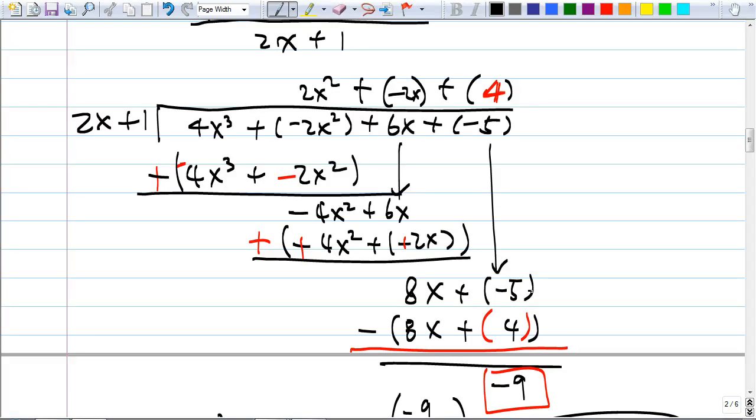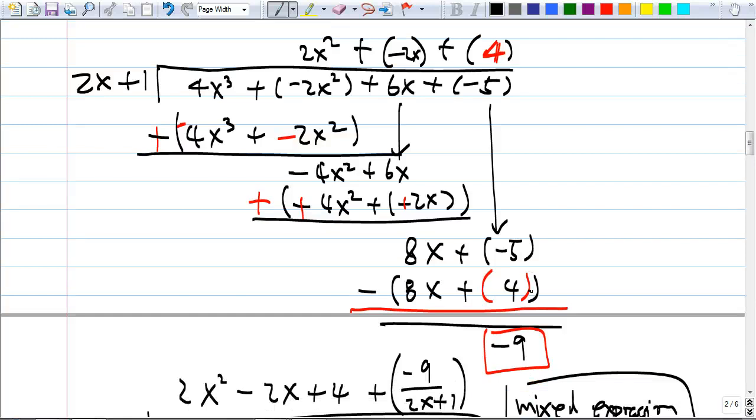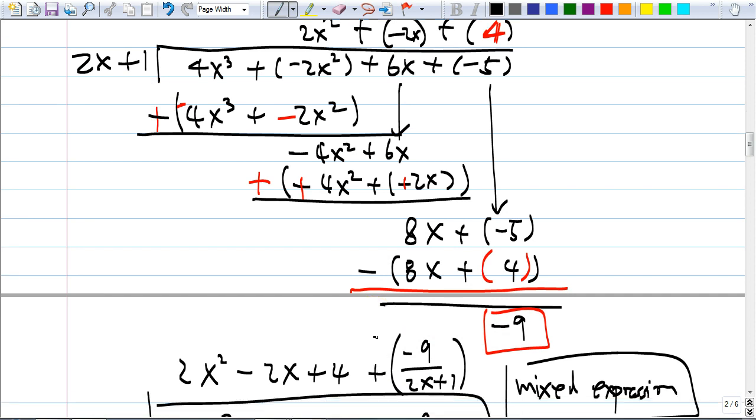I have a remainder this time. So what do we do with the remainder? 2x squared minus 2x plus 4 plus negative 9 over 2x plus 1. What does this remind you of? Example one. When you're doing long division, isn't the remainder written over whatever you're dividing by? It's the same idea. So you get a mixed expression.